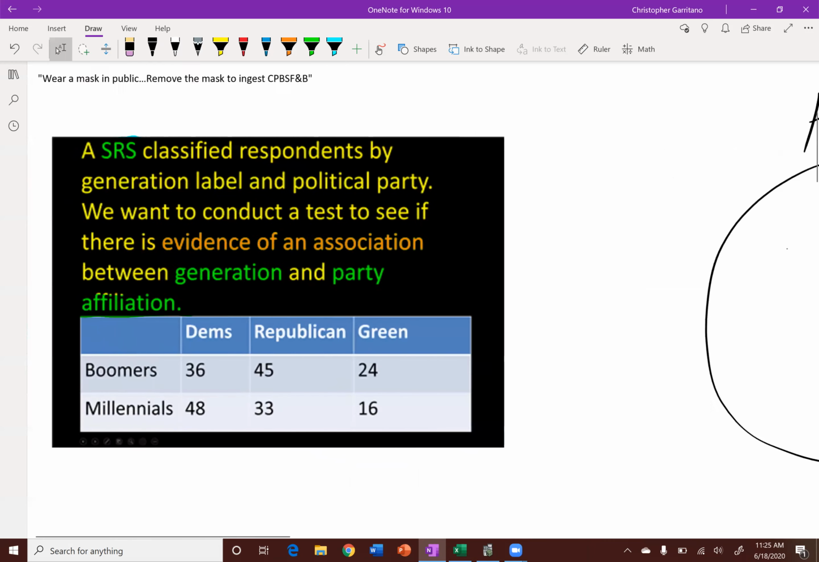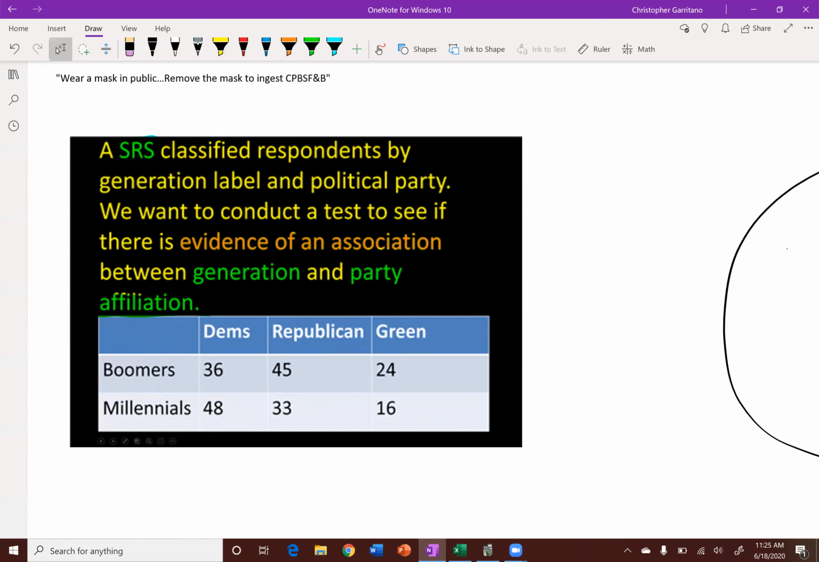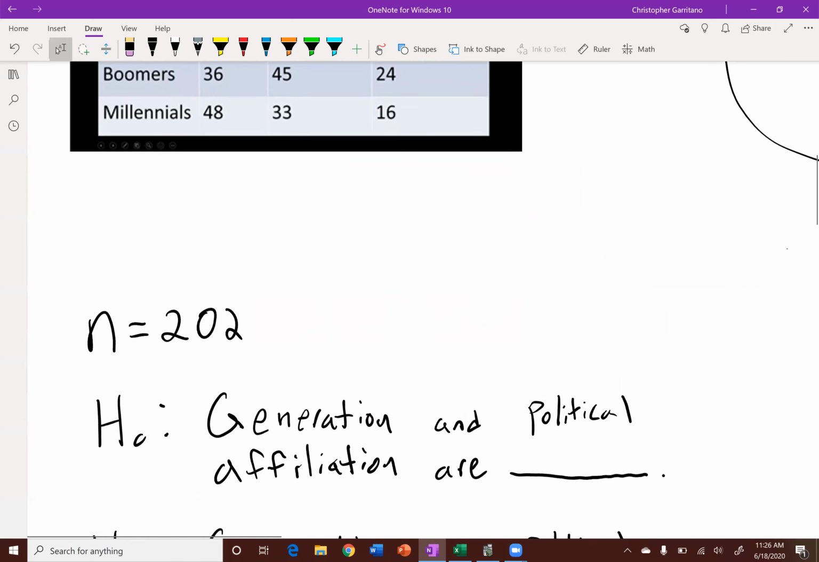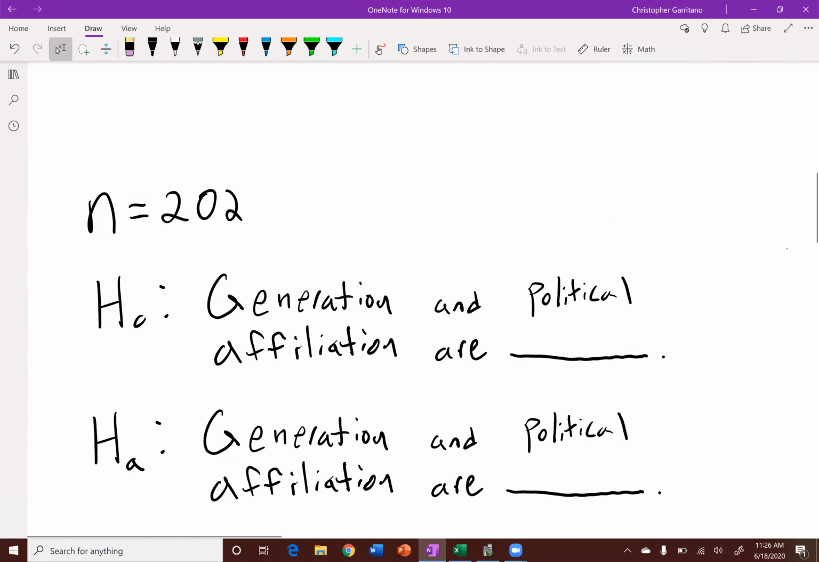All right, so hopefully that makes sense. This happens to be the data that we obtained from this simple random sample. There were 202 people. You can check that out yourselves. Now, how do we state these hypotheses?